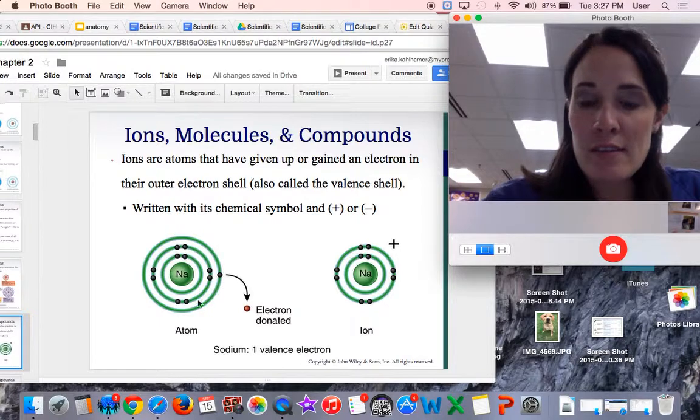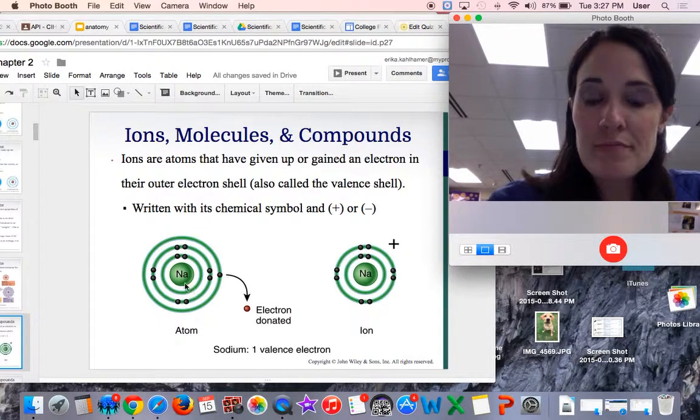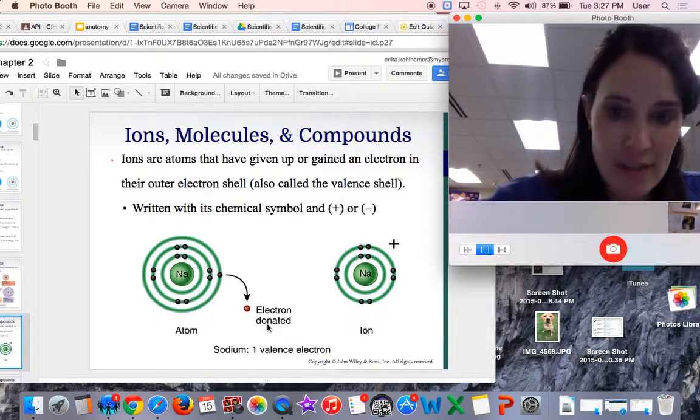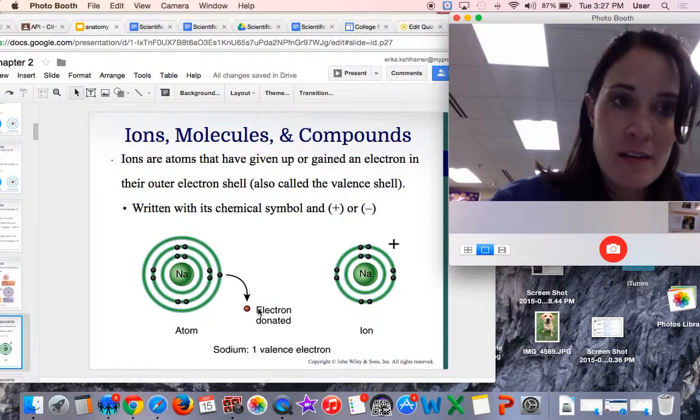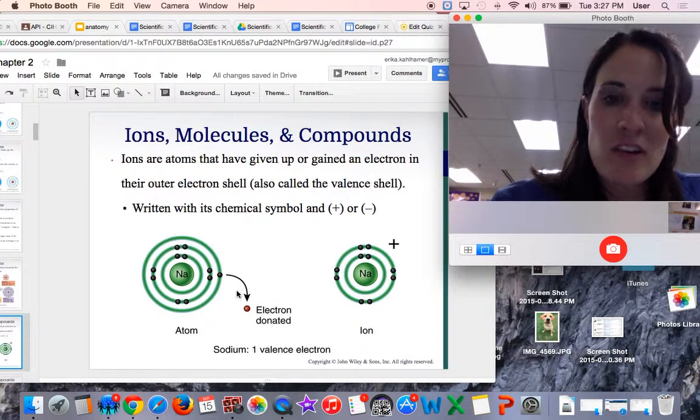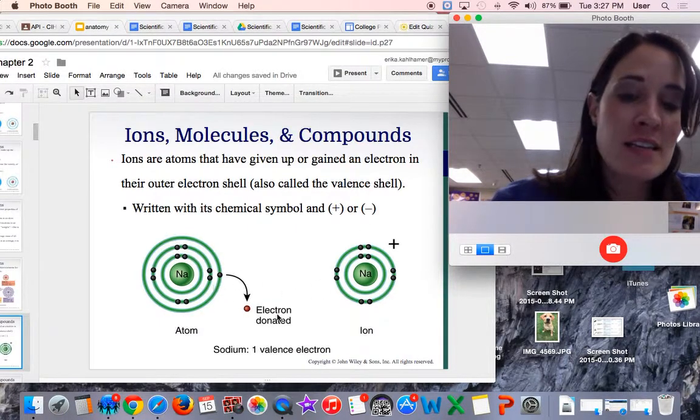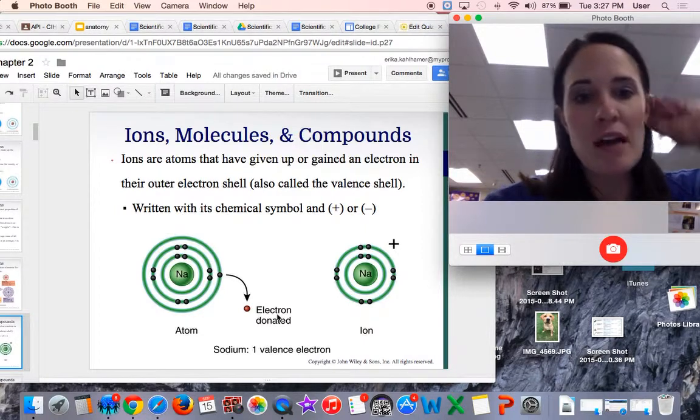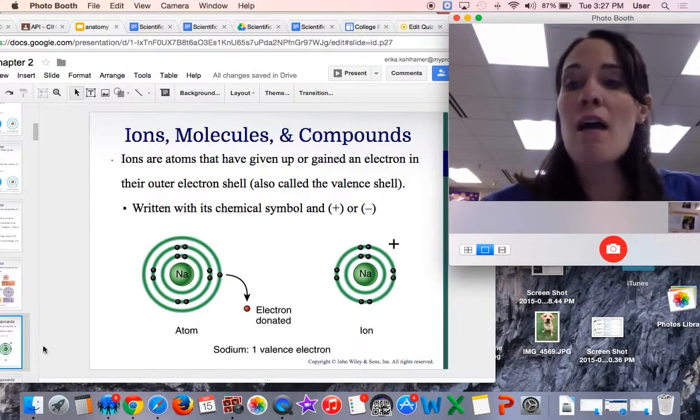And so here is a sodium atom. It kicks out an electron, because we'll talk about that in a little bit, but then since it kicked out a negative charge, it becomes positive. So now it's a sodium ion.